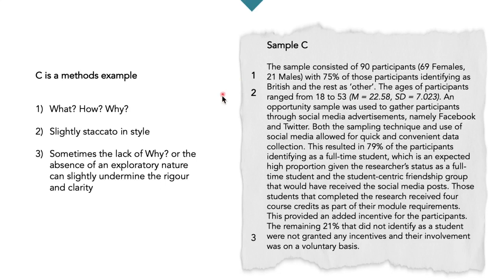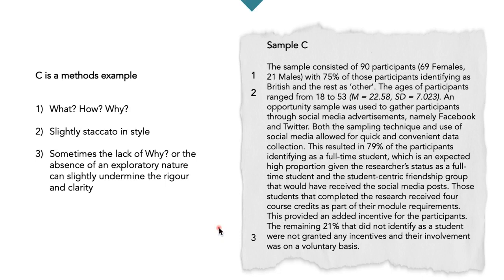The last point I wanted to make here is around this bit right at the end, where it says 3. I'm just going to read this. It says the remaining 21% that did not identify as a student were not granted any incentives and their involvement was on a voluntary basis. I've put here that sometimes the lack of why or the absence of an exploratory nature can slightly undermine the rigor and clarity. Now, what I mean by that is because a methods chapter is far more targeted and to the point and direct than a methodology, which can be more exploratory in a discussion style.